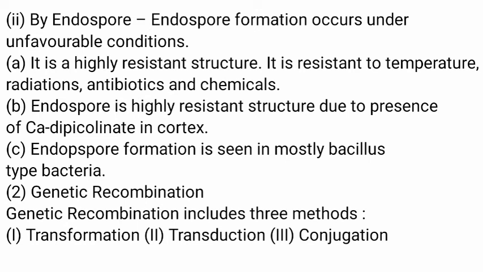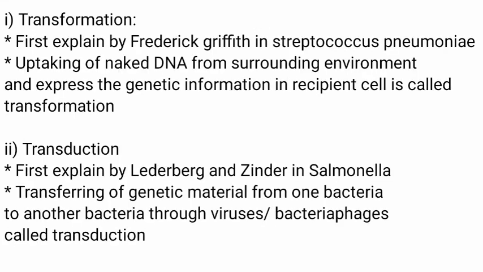Second one, genetic recombination. Genetic recombination includes three methods: transformation, transduction, and conjugation. Transformation was first explained by the scientist Frederick Griffith in Streptococcus pneumoniae. Uptaking of naked DNA from the surrounding environment and expressing the same genetic information in the recipient cell is called transformation.